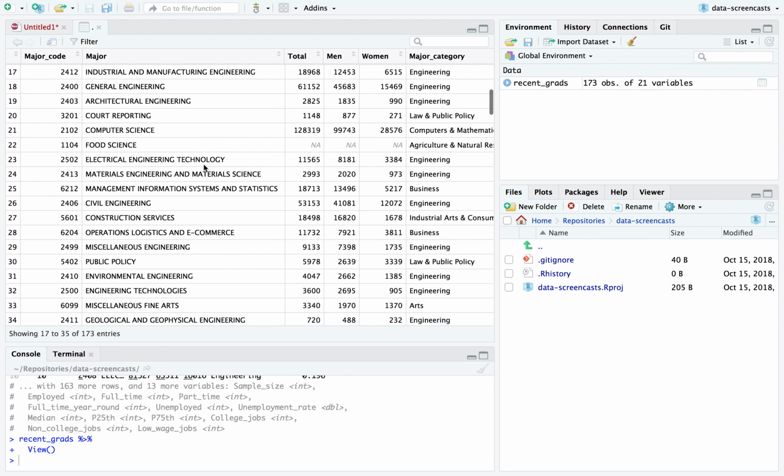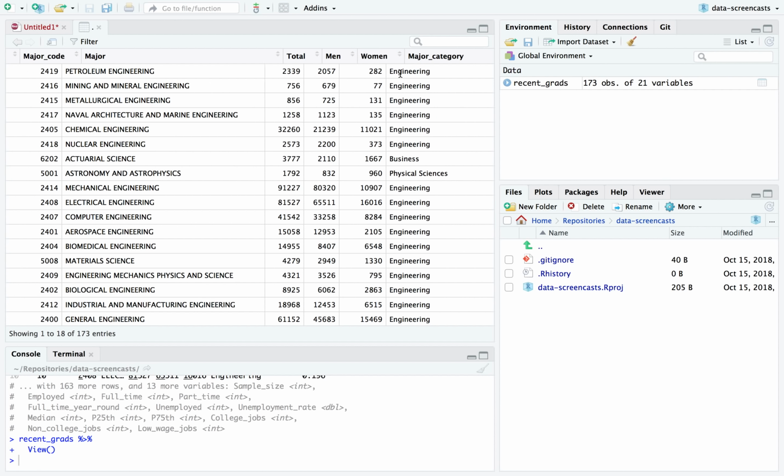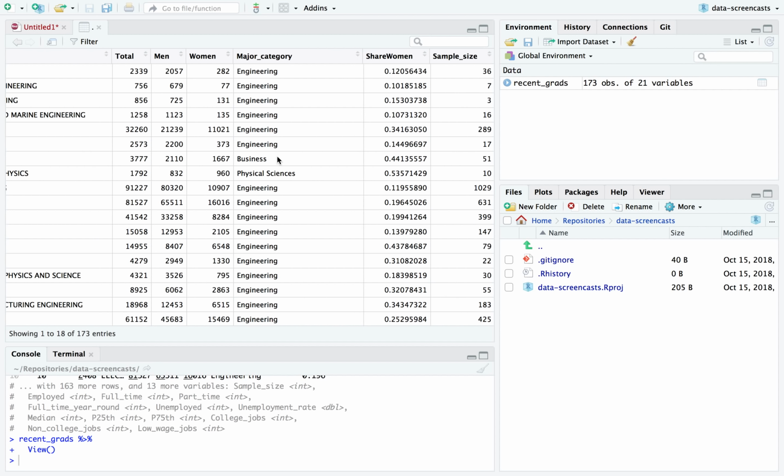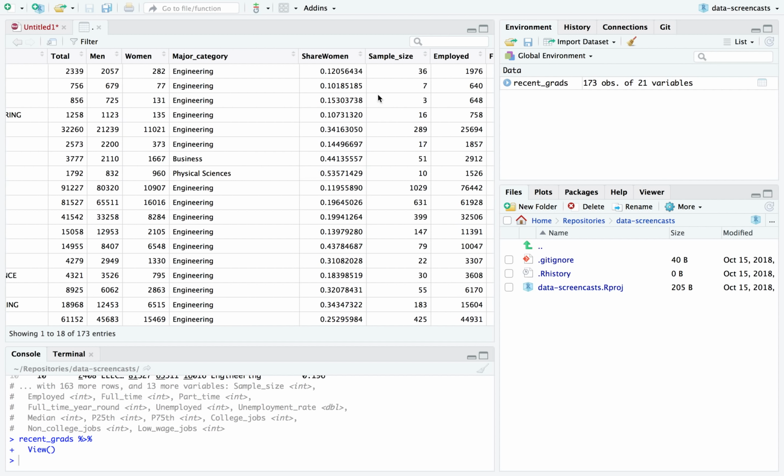Sure, cool. We've got what looks like a total number of people, number of men, number of women, categories of majors. That's good. Get to combine them together. Share of women, I'm going to guess, is women divided by total.